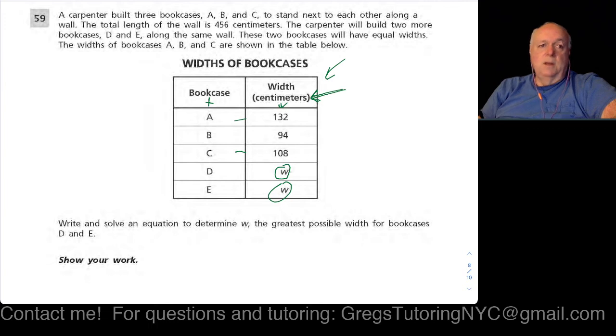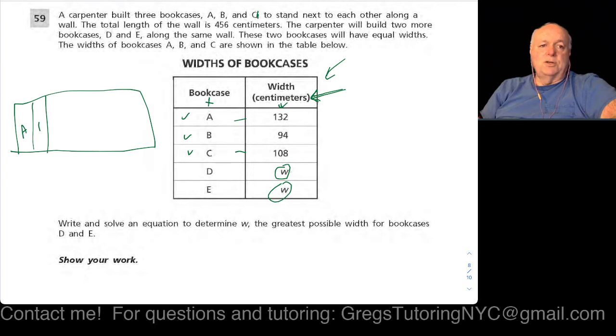All right, so a carpenter built 3 bookcases, A, B, and C, to stand next to each other along a wall. So we have a wall with A, B is right next to it, and C is right next to it. Okay, so I am not drawing these to scale. And the total length of the wall is 456 centimeters.